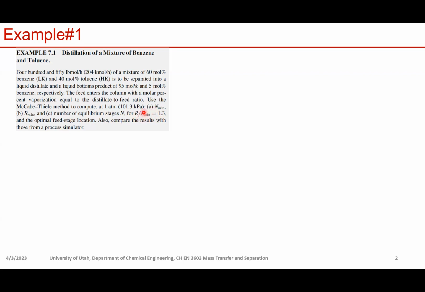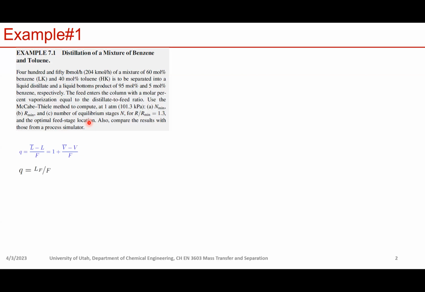Once we get R min, we can get R, right? And that will give us the slope for the rectifying section operating line. We can draw that line on the XY diagram. Then we can do the step-off process, and we can find out the number of equilibrium stages and the optimal feed stage location. So that's conceptually what you need to do: when you read this problem statement, you need to have an idea what you should do in order to get the solution of this problem before you actually do the analysis.